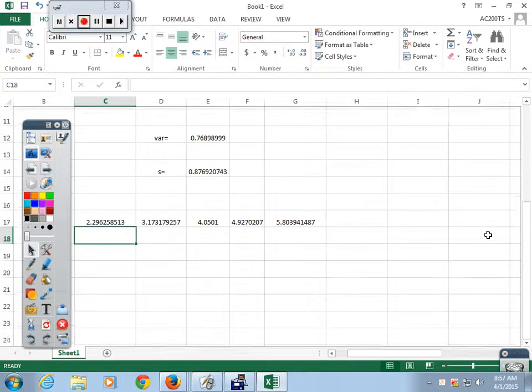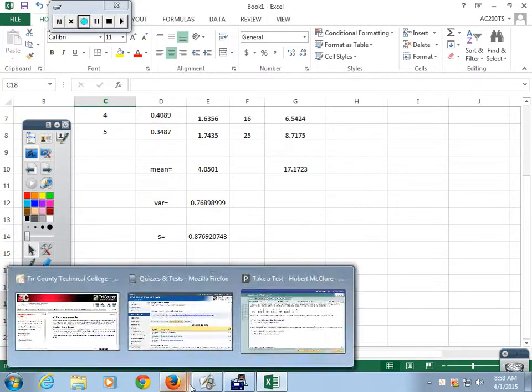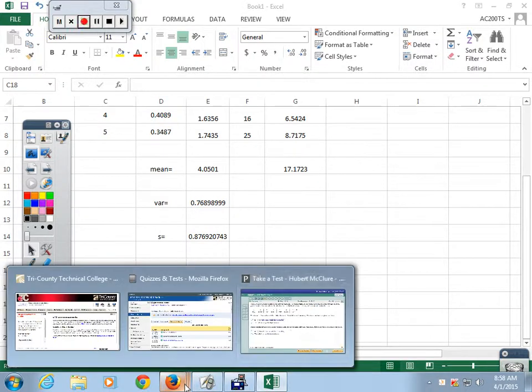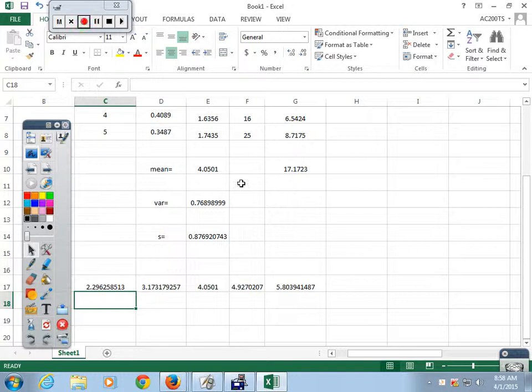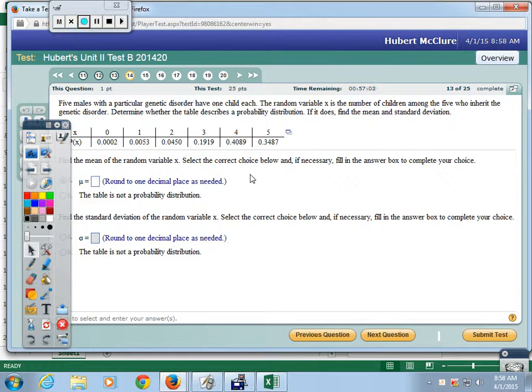Question. I don't know what they're asking. Let's see what they're asking. They want the mean and standard deviation. What do they say? What we got to round to, because I'll put in the wrong thing if I don't. Round to 1 decimal place. So that would be 4.1 and 0.9. Next question.